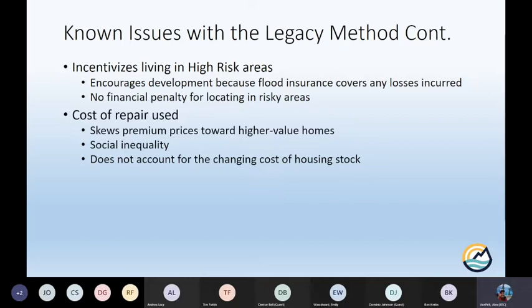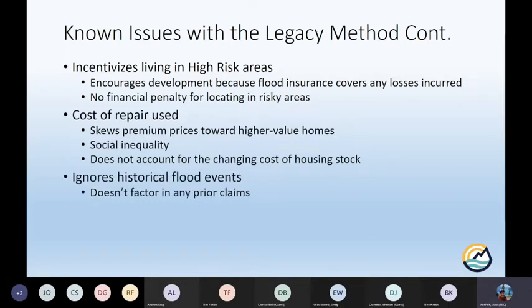Cost of repair also doesn't really account for the change in housing stock. A house built today is almost twice the square footage of one built in the 1950s or 1970s. I forget the exact year they used as a comparison off the top of my head, but it doesn't account for changes in what the houses are looking like, how they're built, things like that.